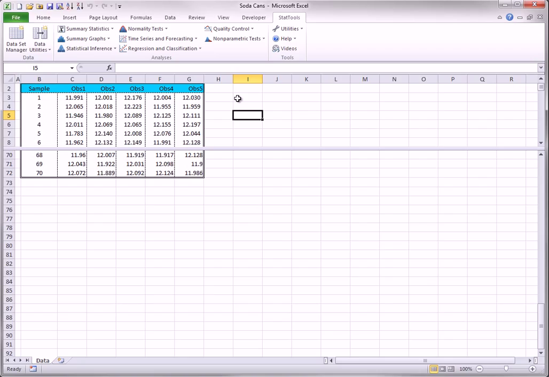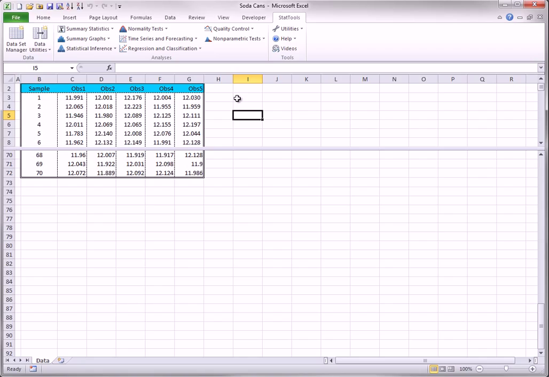Other indications include long runs of points above the center line or runs below the center line, long sequences of increasing points or decreasing points, and others. StatTools flags these out-of-control conditions on the charts.